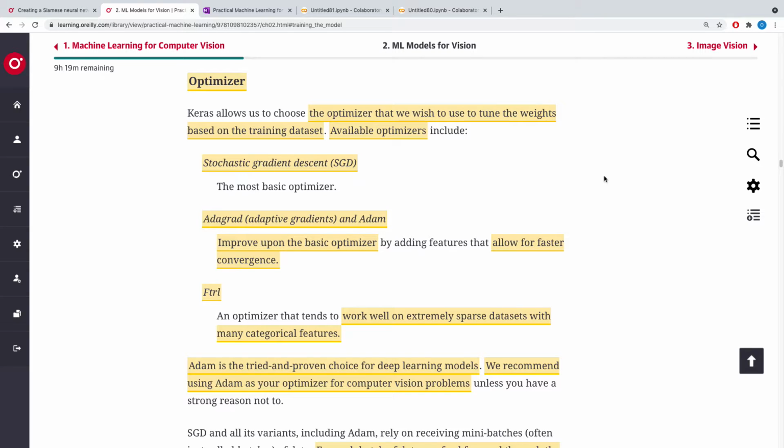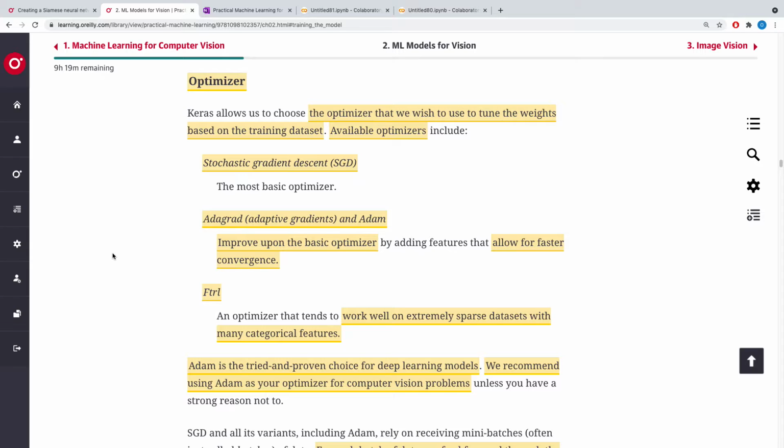Textbook review. So today we're looking at the optimizer. Now, essentially, what is the importance of the optimizer? The optimizer is used to tune the weights based on the training set. All we're learning in our machine learning, deep learning training is a set of weights.